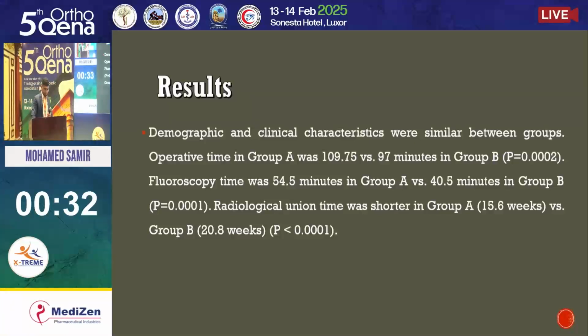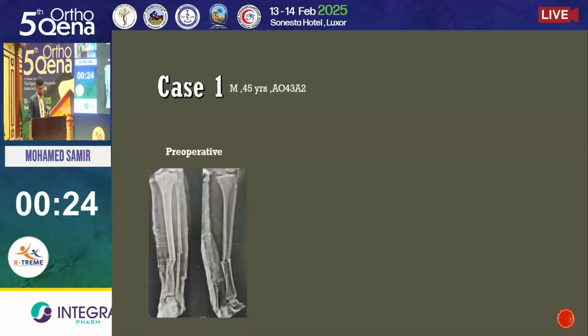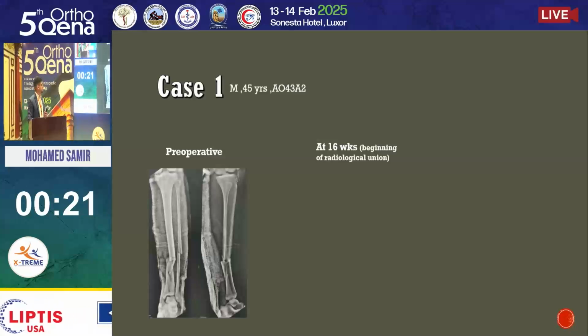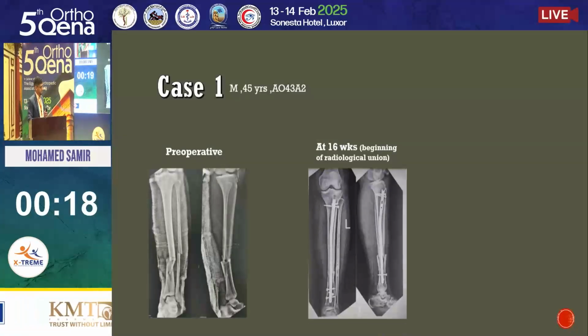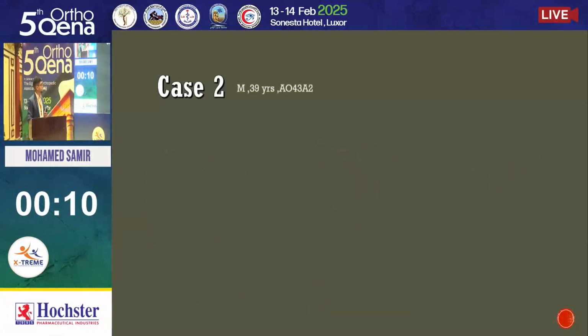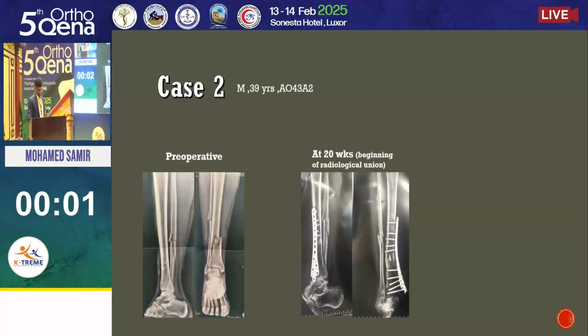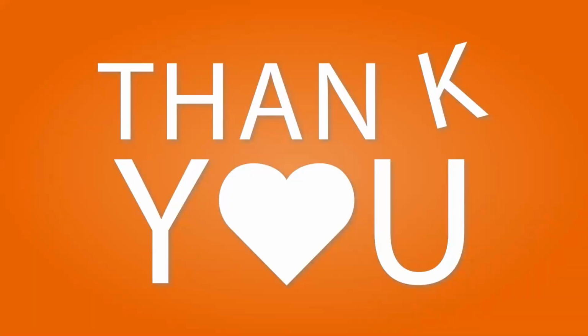Case presentation. Case 1, a male patient, 45 years old, A2, this is the pre-operative X-ray. At 16 weeks union started, and at 24 weeks complete union. Case 2, male, 30 years old, A2, pre-operative X-ray. At 20 weeks union started, and at 24 weeks complete union.